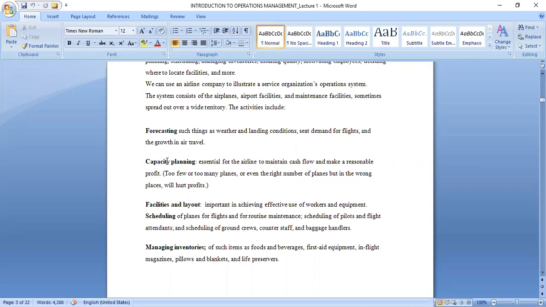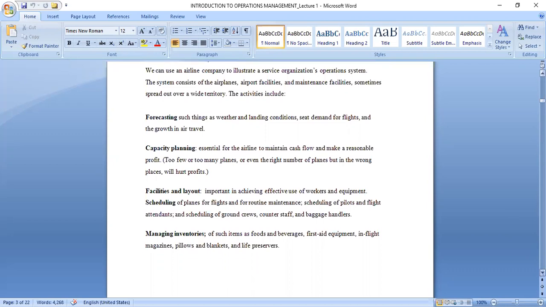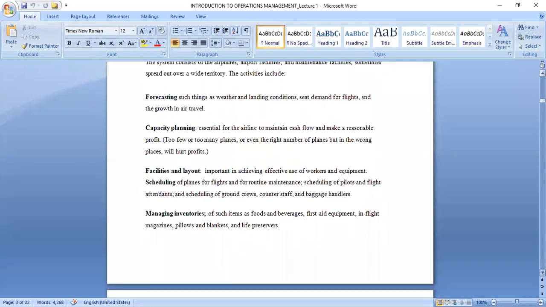Then capacity planning. Now, still, if we are looking at the air travel industry, we are looking at airlines. For capacity planning, it would be how you are organizing how many airplanes, for example, will be able to handle the number of clients that you are working on. So the capacity, the number of clients, whether too few or too many, will help you plan how many airplanes should be provided to meet these flights.